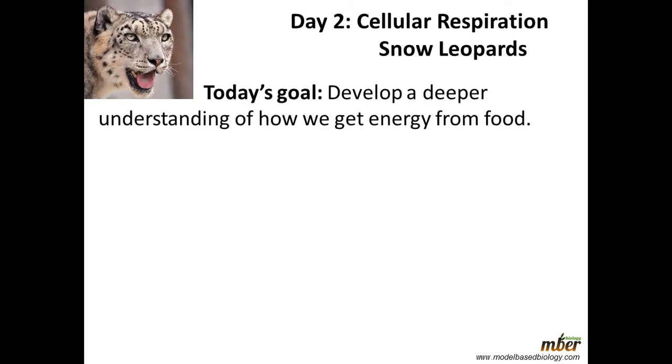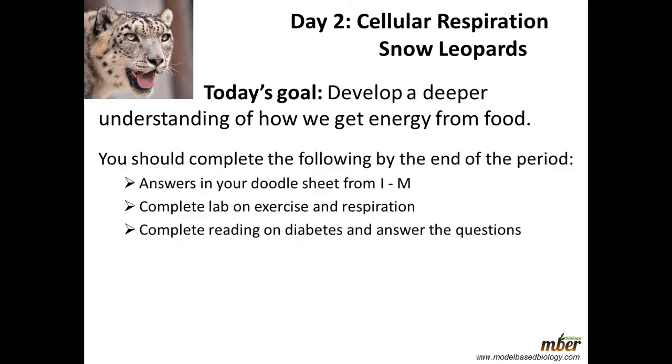We're going to continue on with our goal from yesterday, which is to develop a deeper understanding of how we get energy from food. By the end of the period, you should be having your answers in your doodle sheet from I through M. Complete your lab on exercise and respiration. Please make sure and go outside for that one. And complete your reading on diabetes and answering those questions.